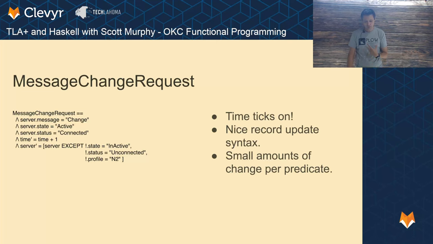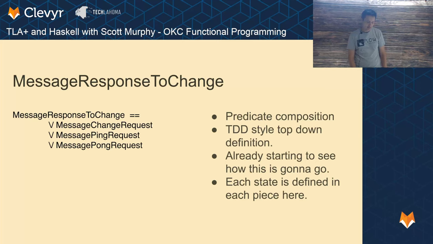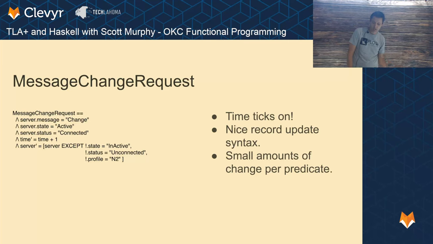I'm going to move the state into inactive, which says we now need something to bring it back online. I'm going to change the status of the connection to unconnected, and change the network profile to the new one, N2. From here, you would then do your ping and your pong, and assuming all that worked well, it would come back and work. Hopefully that wasn't too hand-wavy, but I wanted to talk about what you do once you've got all that built. That's all the good path stuff, everything that's supposed to happen.